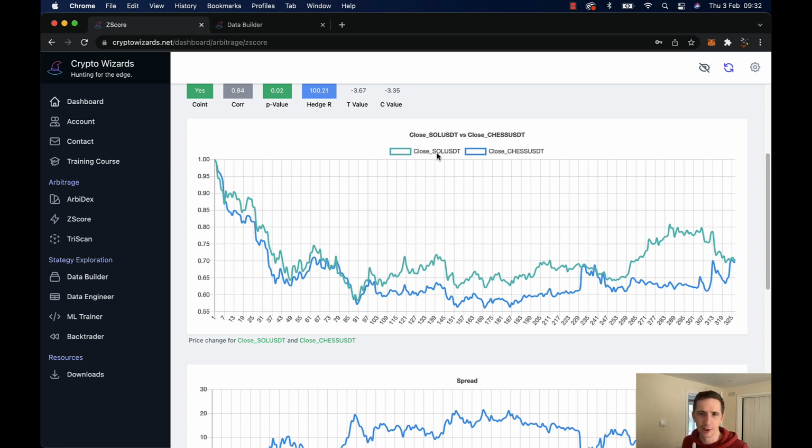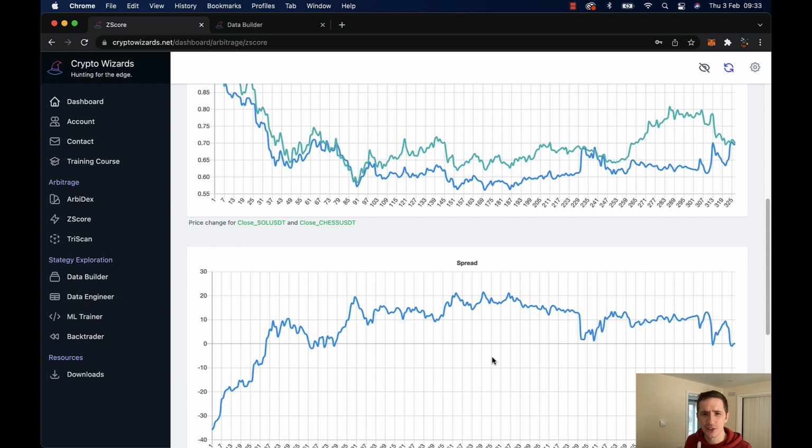So what am I looking at here? There's a chart here of SOL USDT. This is the close price of SOL USDT, so you can see this green line here. And here's the close price of CHESS USDT in blue. And this to me looks like a really interesting chart because with co-integration, really what broadly you're talking about is the crossing of these prices. How often do they cross each other?